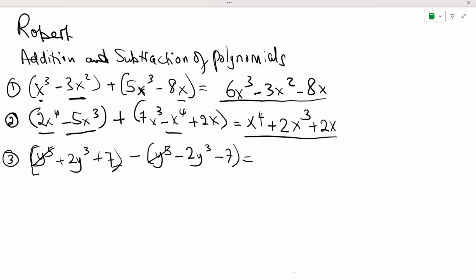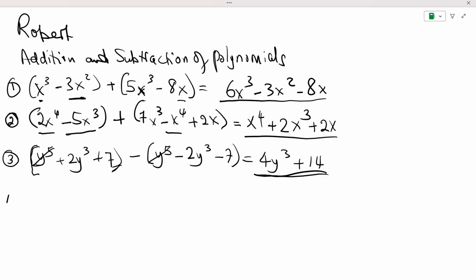Then we move on to the next one, 2y to the power 3. And then here we have minus 2y to the power 3. So this is 2y cubed minus a negative 2y cubed, which will be 4y to the power 3. And then we have here finally 7, which is similar to this 7. And it is 7 minus a negative 7, which will give us positive 14. And that will be our final answer there.